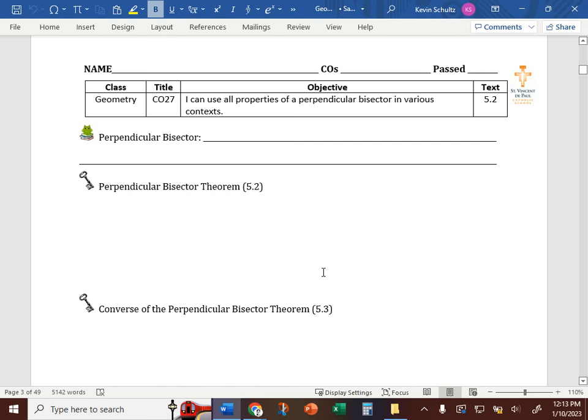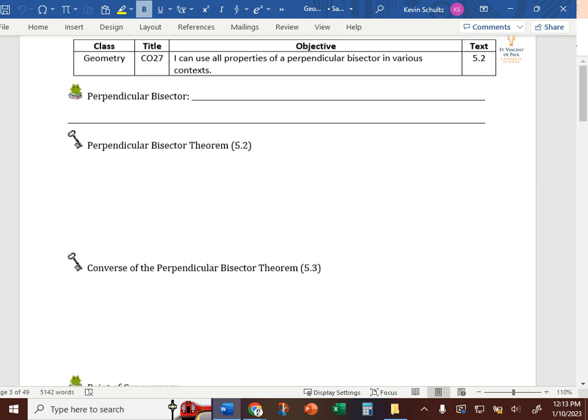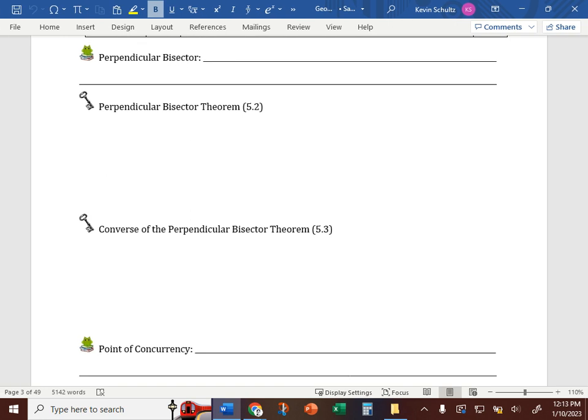Geometry, we're going over perpendicular bisectors today. And we're going to start with a definition. You've heard the word perpendicular before. You've heard the word bisector before. Now just kind of putting them together. Any thoughts as to what a perpendicular bisector is going to be?